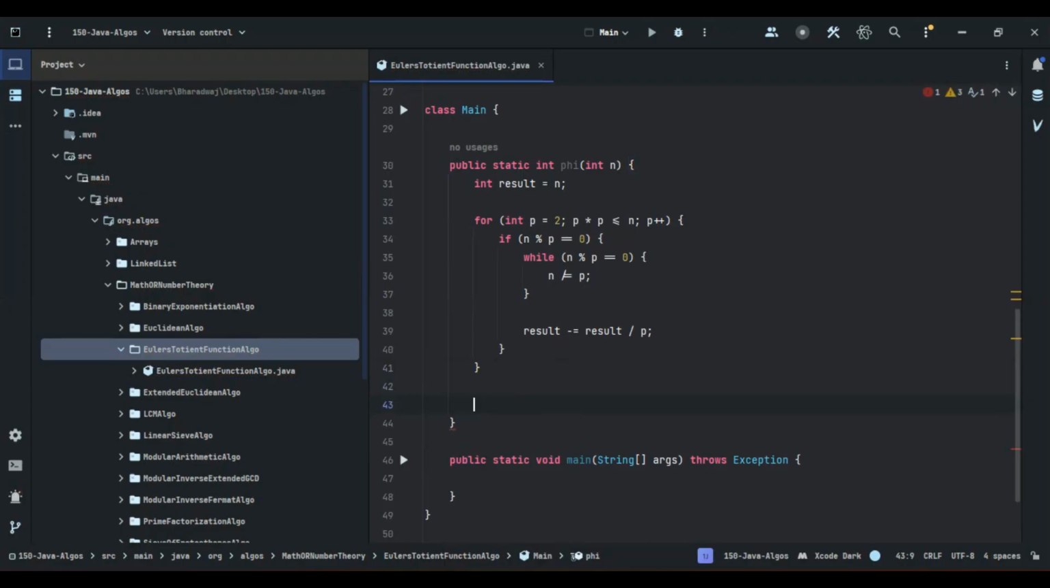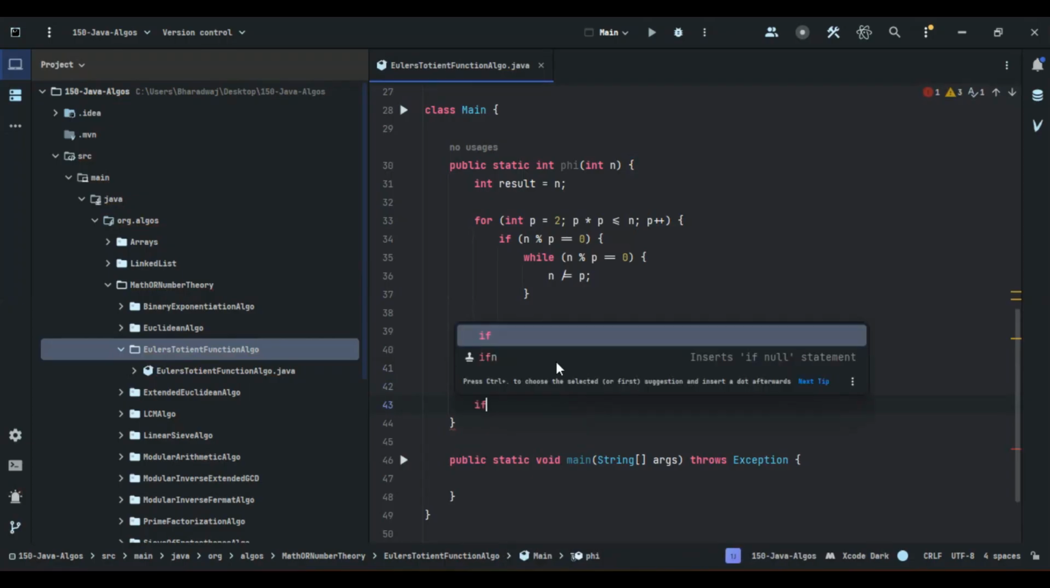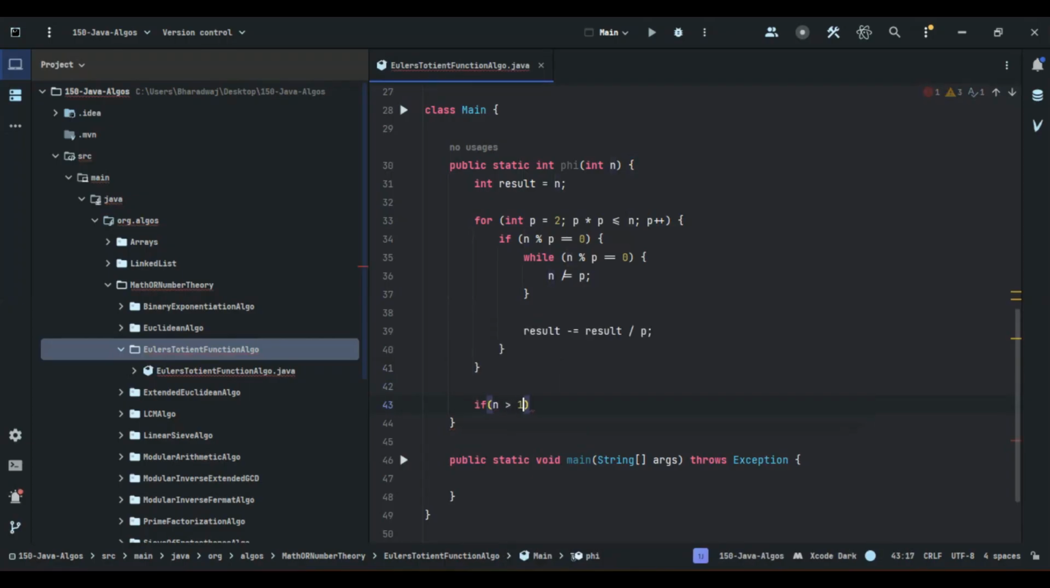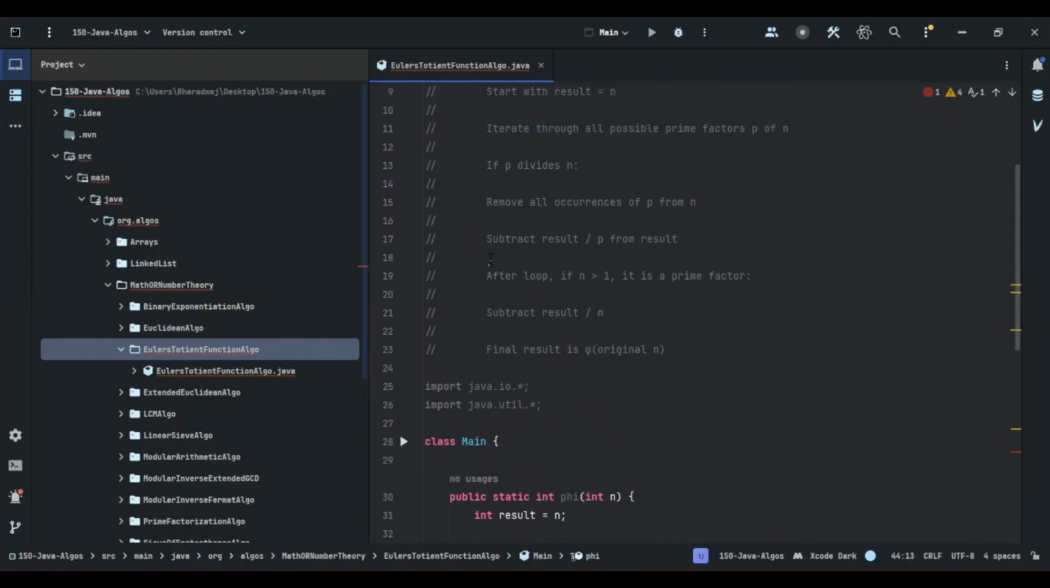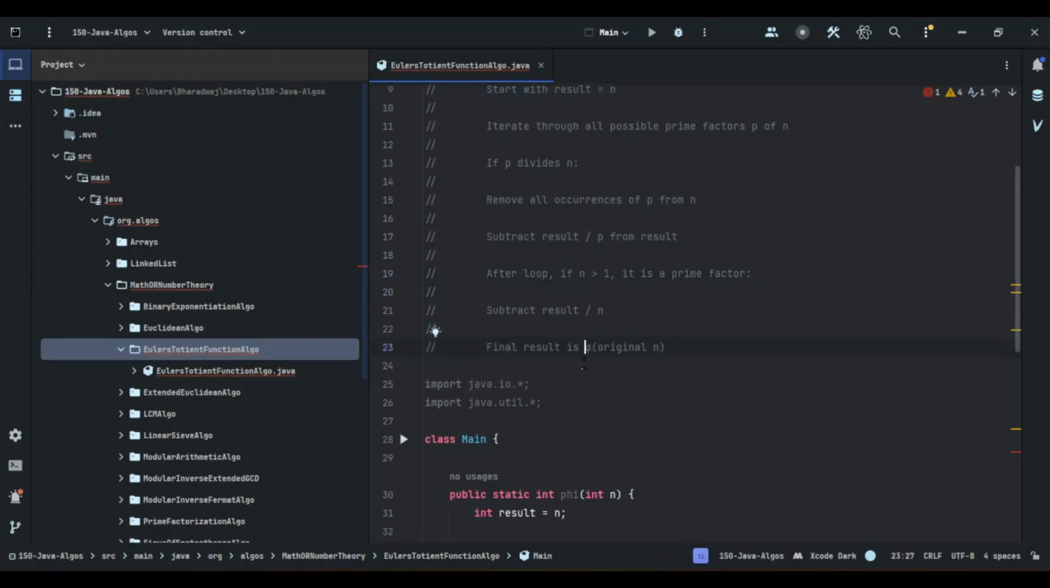Let's start writing the code. Suppose n is greater than 1, I mean if the remaining n is prime, according to the algorithm. We have already subtracted result by p from the result. Now after the loop, if n is greater than 1, it is a prime factor, according to the algorithm.